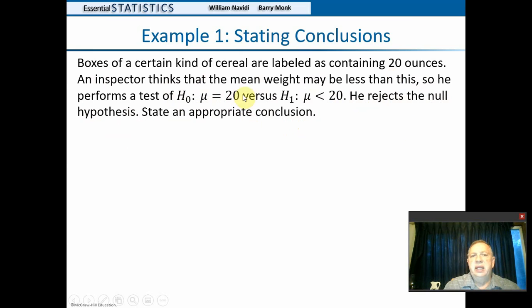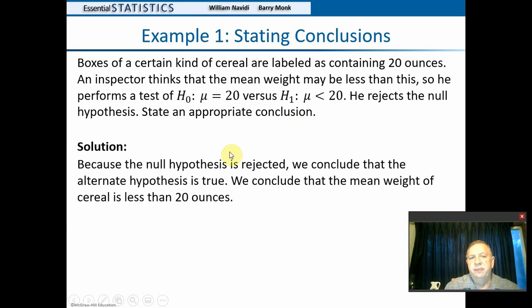So basically we say, if we reject this, then there's sufficient evidence to support mu less than 20. Because we reject the null hypothesis, we conclude that the alternate hypothesis is true, and we conclude that the mean weight of cereal is less than 20 ounces. We want to state the true one versus the one that we reject. So we reject this, and we want to support the true one.